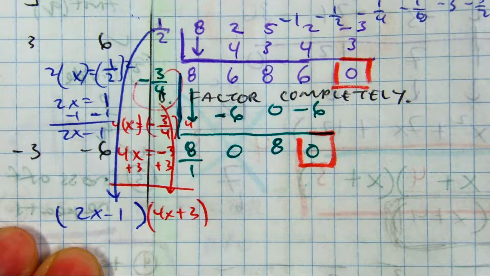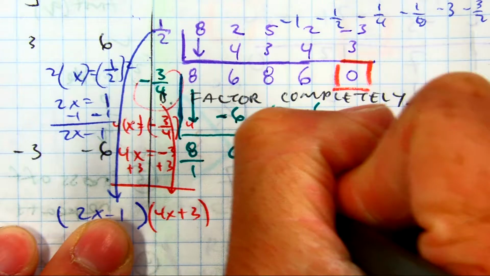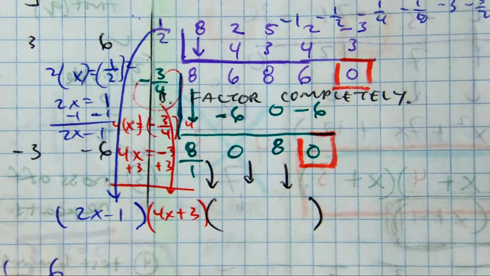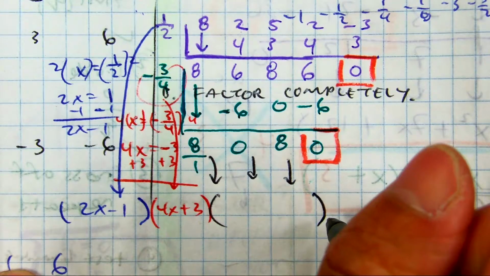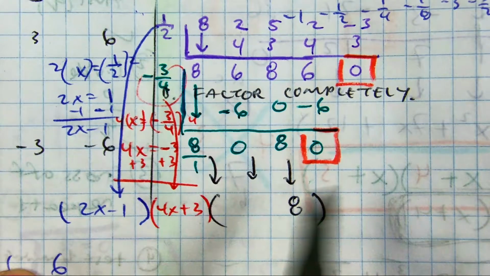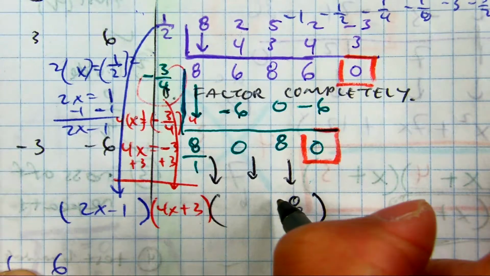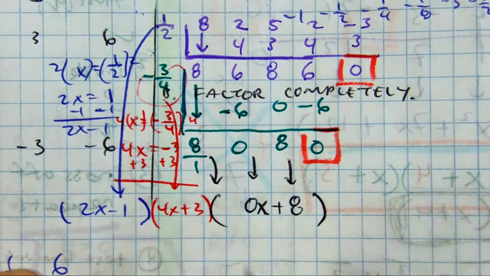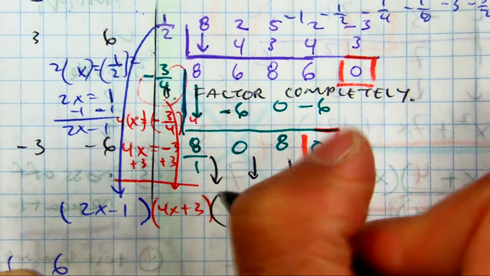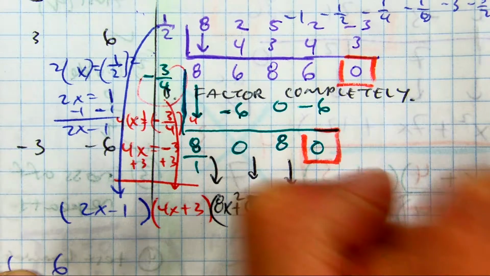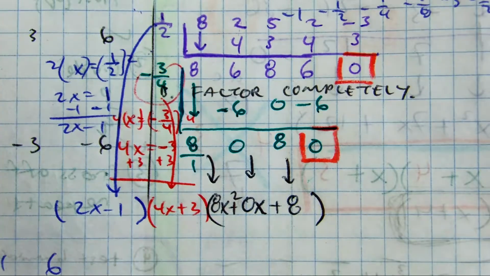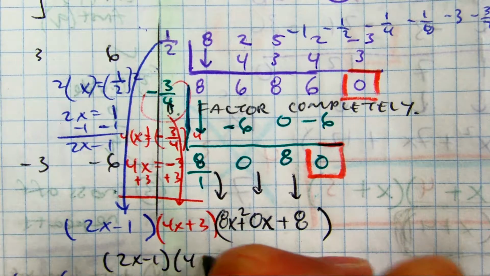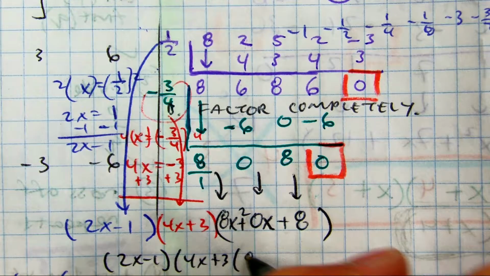Okay. What does this 8 represent? Say again? Constant. Good. How about this one? Zero x. And what does that 8 represent? 8x squared. Let's clean that up. 2x minus 1, 4x plus 3, 8x squared plus 8.